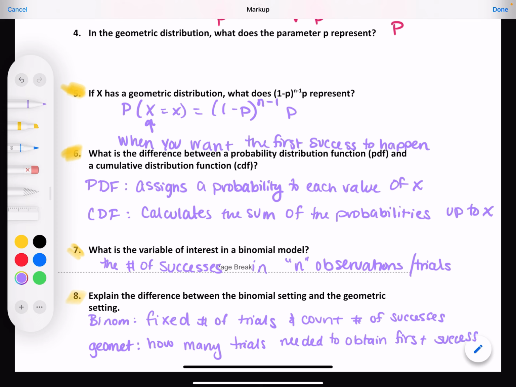So does that help y'all that had the questions about the difference in binom and geometric? In other words, for what it's going to be asking you, does that help? Okay.